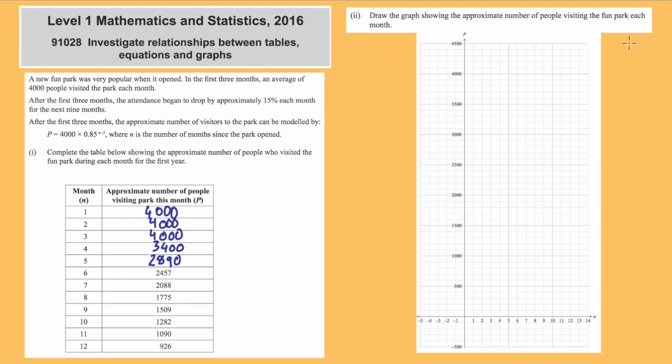The second part looks familiar. Again, we're just copying the coordinates into the graph. We can't be 100% accurate here, but we just do what we can. I'm not going to connect the points here because they represent the number of visitors per month, and there is no 3.78 months, for example.